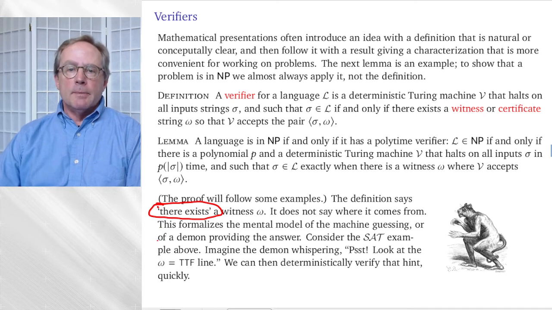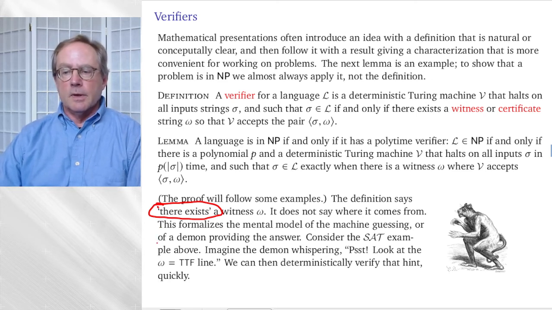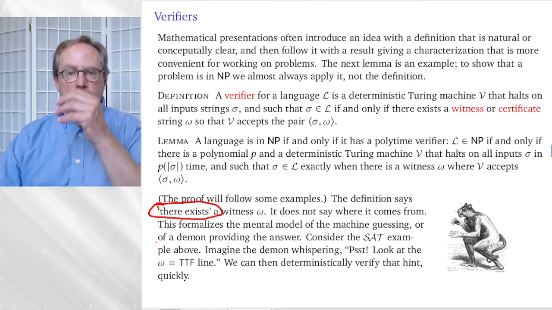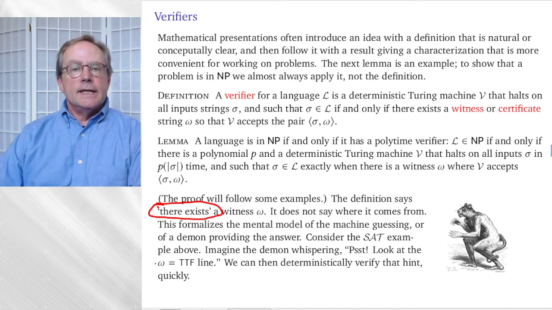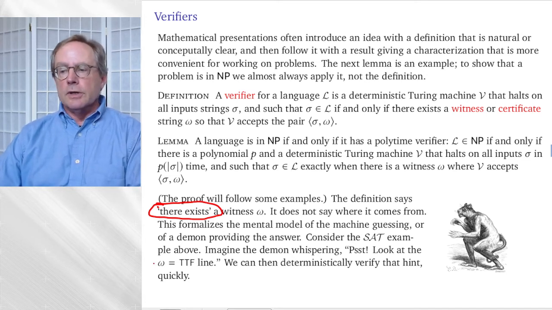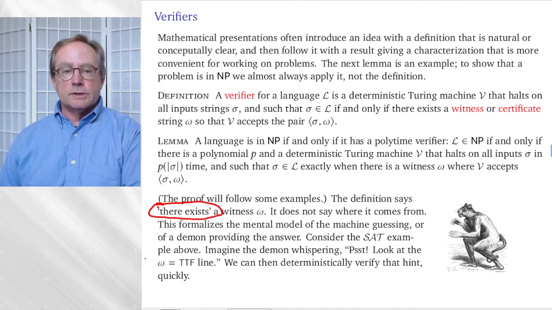So the right example to think of for the definition in the lemma is the satisfiability problem. Imagine that you want to check whether a given expression is satisfiable or not. You want to check whether sigma is in L. So the demon whispers in your ear, psst, try the TTF line. And you can deterministically verify that hint very quickly. Checking any one line of the truth table is fast. The problem with the truth table was that there are many lines.